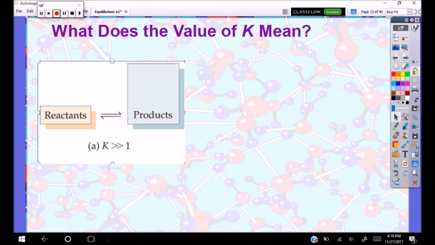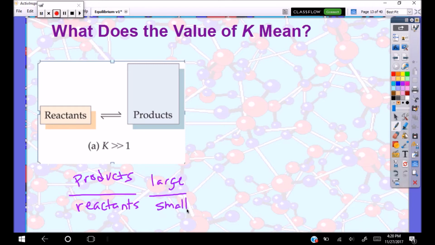So when K is large, large meaning greater than 1, that means that the products are favored. If we think about that in terms of our fraction, if we have larger products on the top and smaller reactants, that means we've got a large numerator divided by a small denominator, which means we will end up being greater than 1. If you divide, say, 1 by 0.1, you're going to get a number larger than 1.